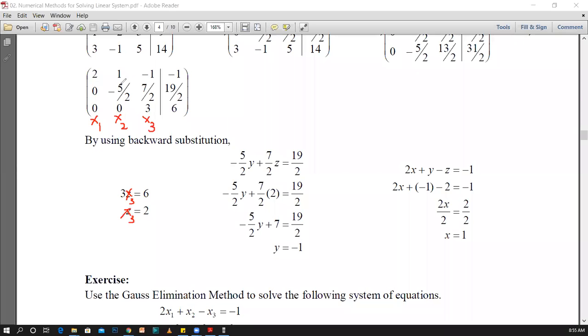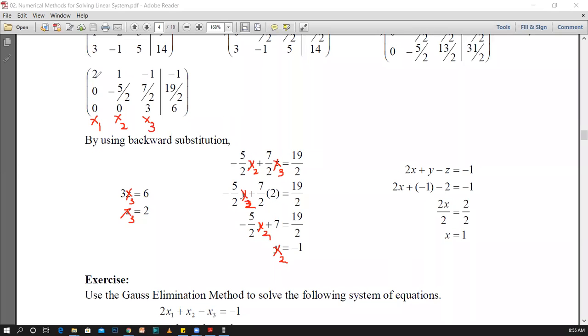Then I am using the second row to obtain the value for x2. Once you write the second row, minus 5 divided by 2 into x2 plus 7 divided by 2 into x3 is equal to 19 divided by 2. But you have already identified that the value of x3 is equal to 2, so you can substitute that value in the equation. Therefore, you can easily obtain the value of x2 as minus 1.